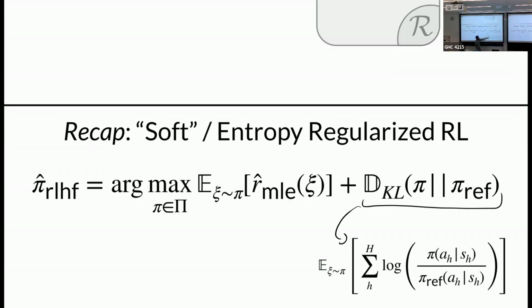All I'm doing here is expanding out the definition of KL, and noting that both of these are expectations over trajectories drawn from my policy, so I can stick them together and get a composite reward: the reward output by the reward model, plus this KL penalty for straying too far from the prior. So you basically end up adding these two.